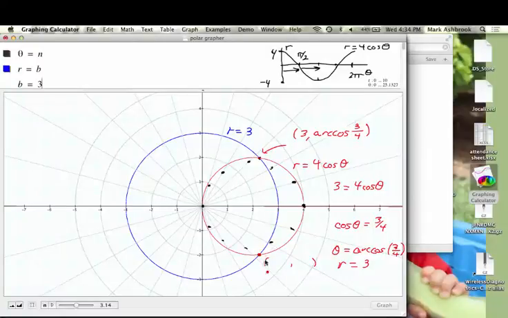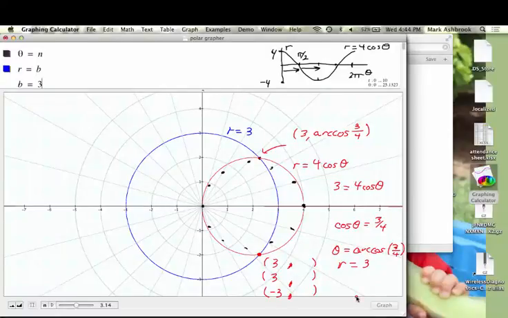Okay, can you write this point in 3 ways? Can you come up with 3 different ways to write the coordinates of that point? If you can, you understand polar coordinates, all right? If we know that one is (3, arc cosine 3/4), then I want you to write this in 3 different ways.